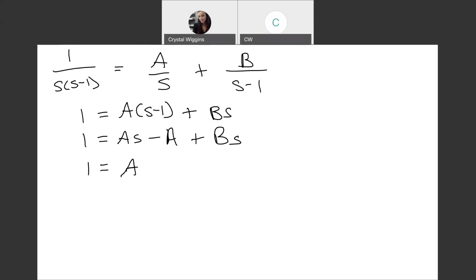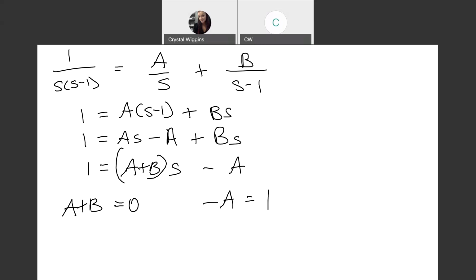Grouping together, we get A plus B for the s term, minus A for the constant. Our s term on the left side does not exist, which means the coefficient was 0. So A plus B is set equal to 0. And our constant term, negative A, is equal to the constant on the left side, which is 1. So we solve for A, we get A is equal to negative 1. This one's faster to do out by hand than to put in your calculator. If A is negative 1, then what does B need to be in order to solve this equation? Well, B is equal to 1.